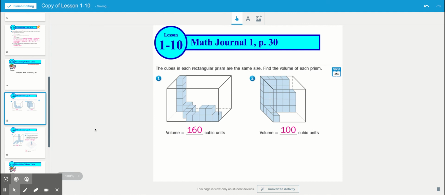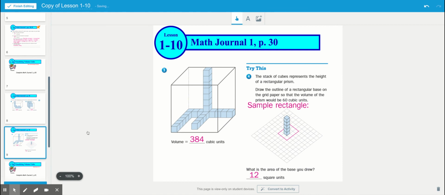All right, let's take a look at 1 and 2 on page 30. You should have gotten a volume of 160 cubic units. 1, 2, 3, 4, 5 is the height. 8 is the length. And 1, 2, 3, 4 is the width. Number 2, same type of method. Volume would be 100 cubic units. Number 3, if you did length times width times height, 384 cubic units. Don't forget that even if you can't see a box back there, it's still there. It's just hidden from the boxes on top of it, in front of it.